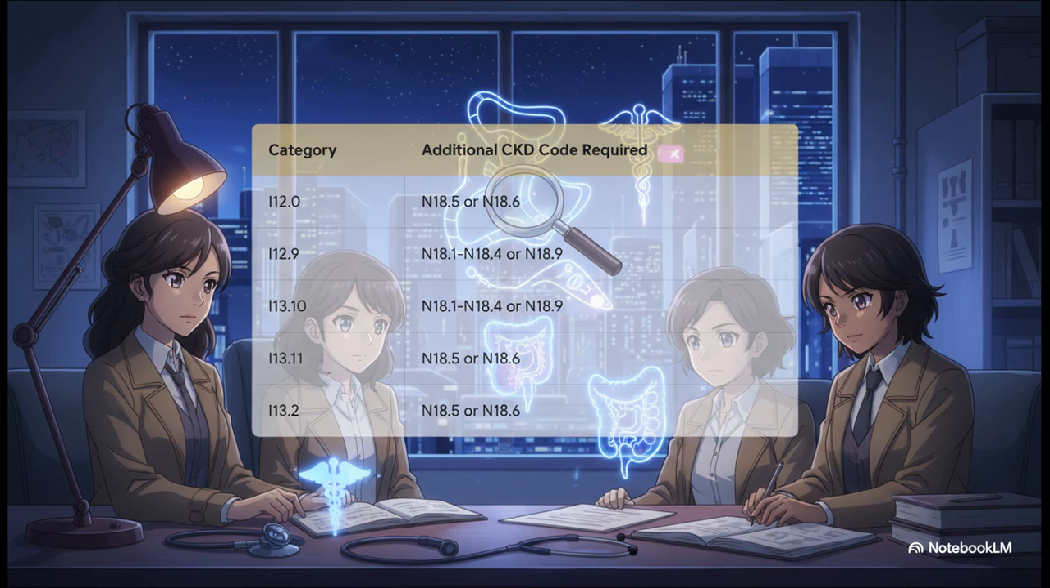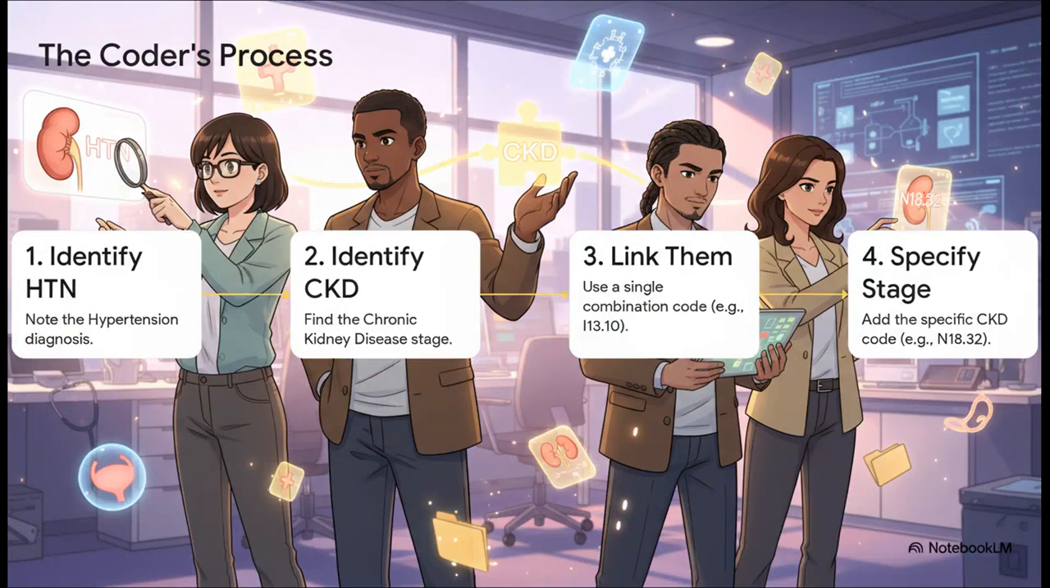And this table just illustrates that rule perfectly. Instead of using one code for hypertension and a separate one for kidney disease, the system is smart. It gives us these powerful combination codes in the I12 and I13 categories. That one base code covers the connection, and then all you have to do is add a second code to specify the exact stage of the chronic kidney disease. It's so efficient.